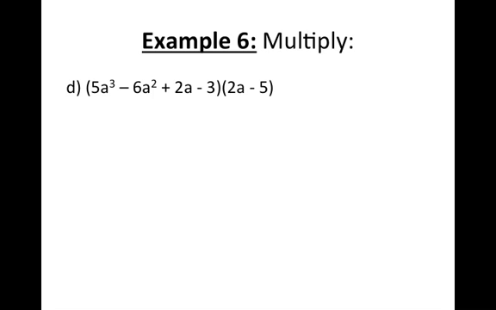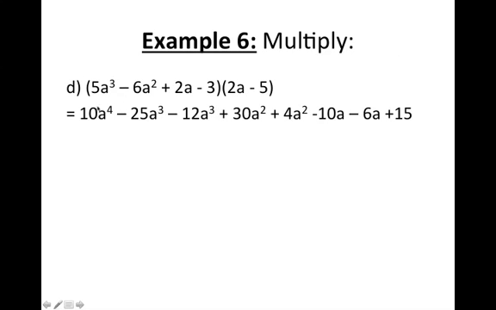For part D, we have a polynomial times a binomial, but it has more terms than a binomial, so we're going to do the repeated distributive property. We don't have a cool way to remember it like FOIL. We're just going to have to think it through. So we're going to take the 5a cubed, and we're going to distribute it through the 2a minus 5, and that's going to give us 10a to the fourth minus 25a cubed.